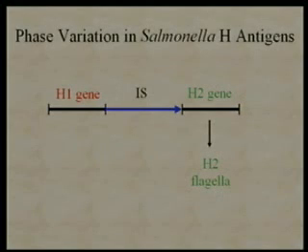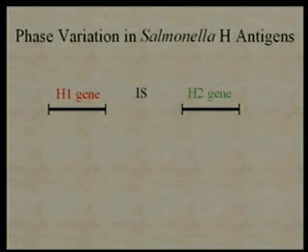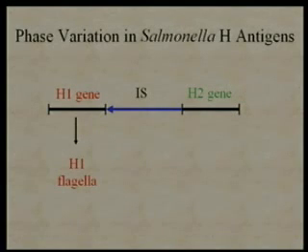We start making antibodies against the H2 flagella. And those would be protective antibodies. So what happens? This insertion sequence has the ability to jump around and move around. And so it changes its orientation. It is oriented in this way so that now the promoter drives the expression of the H1 gene.